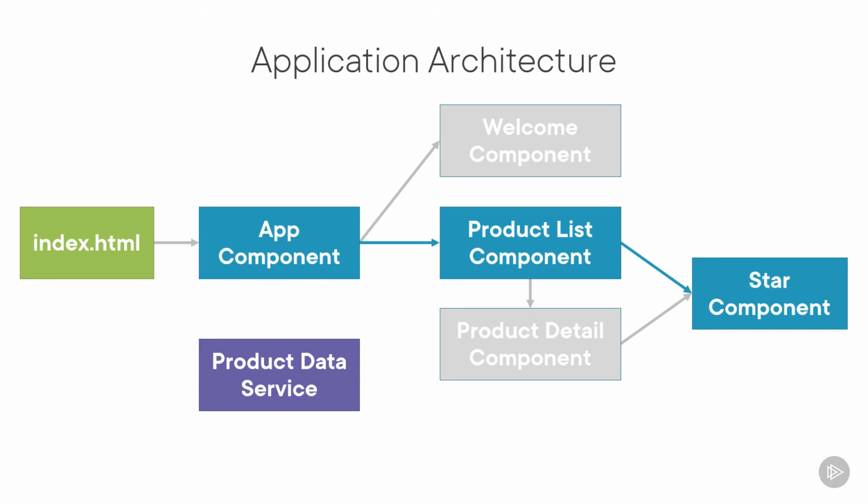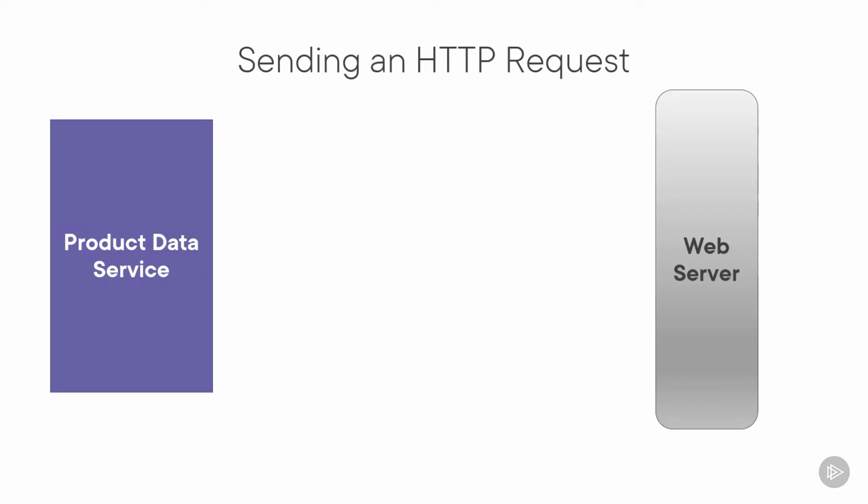We often encapsulate the data access for our application into a data service that can be used by any component or other service that needs it. In the last module, we did just that, but our product data service still contains a hard-coded list of products. We instead want to send an HTTP request to get the products from a backend web server.